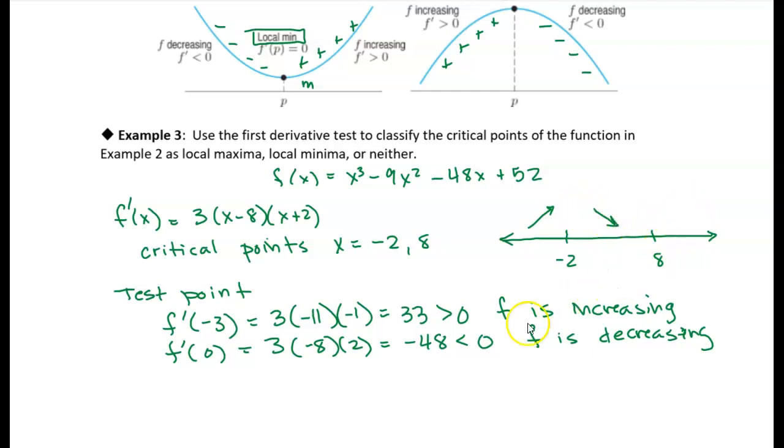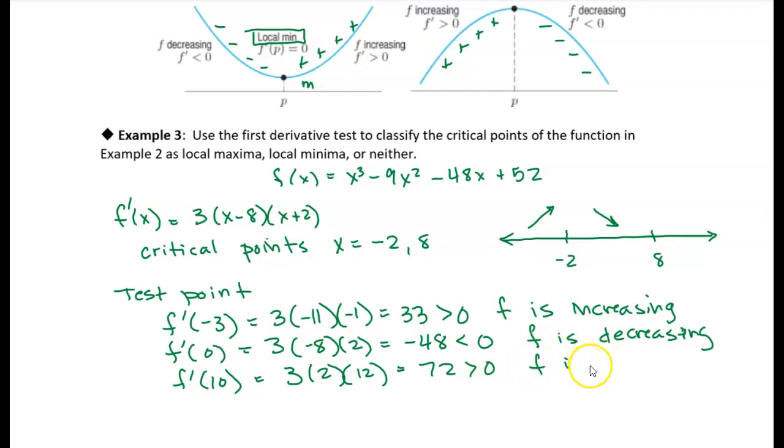But let's go ahead and test the other point too. Let's test the point to the right of 8. I'm going to pick something like 10, which is to the right of 8, and put 10 into the derivative function. 10 minus 8 is 2, 10 plus 2 is 12, and so I get 72. That's greater than 0. That's all I really care about, the sign of it, whether it's positive or negative. Because it's positive, this is telling me that f is increasing again.